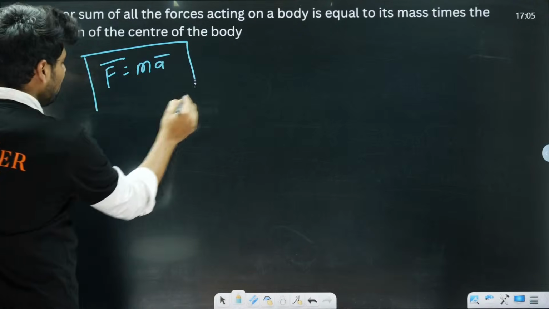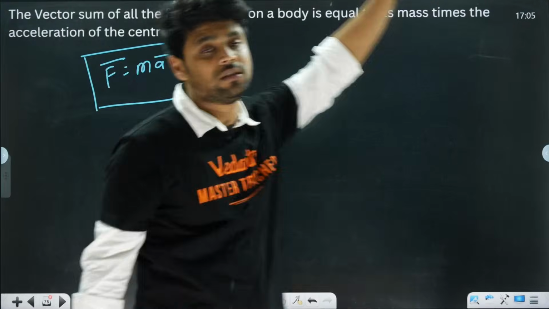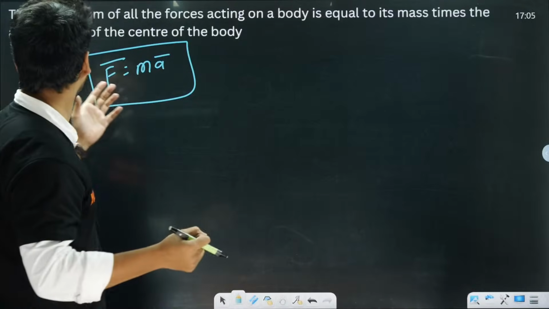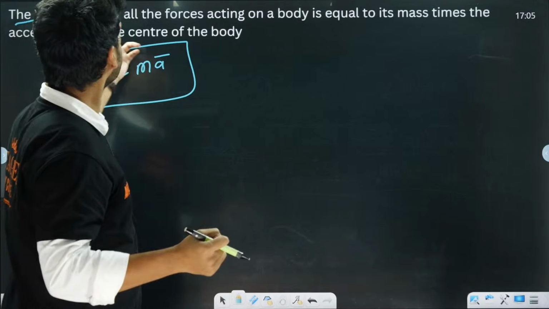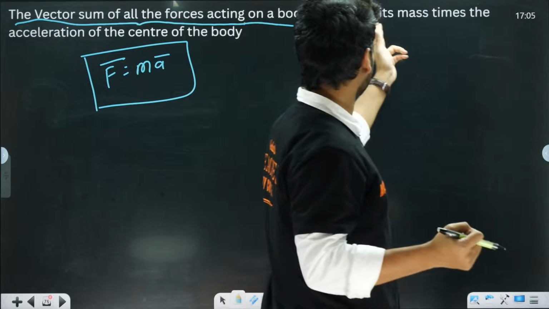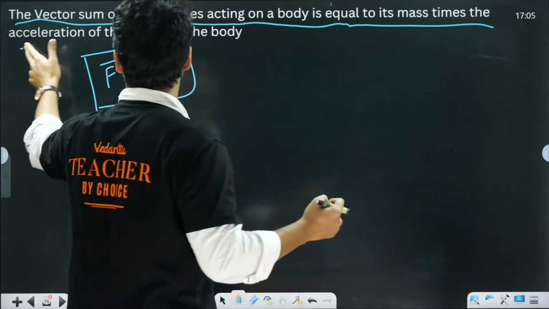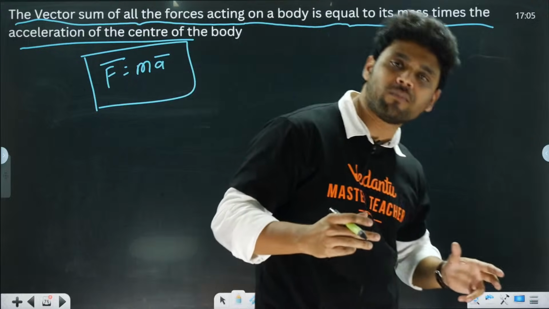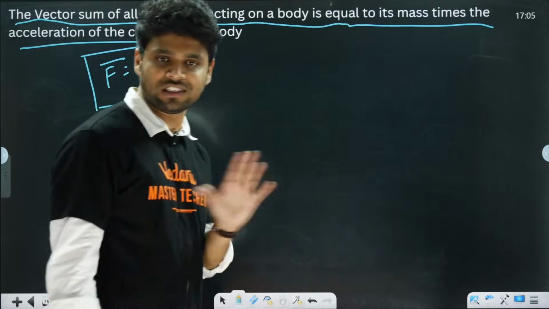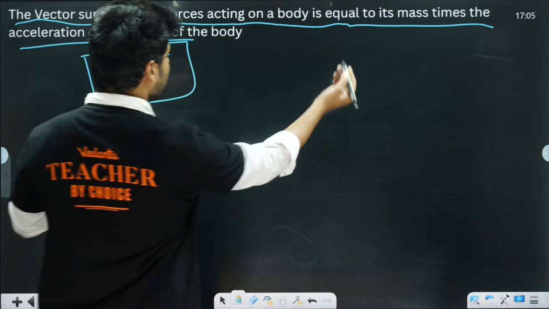This is the statement, okay? This is the statement, the result or conclusion from Newton's second law. What is that, sir? The vector sum of all the forces acting on a body is equal to its mass times the acceleration of the center of the body. Actually, it should be center of mass, but we did not discuss that, so I'm saying center of the body. Right? Look, what does it simply say?